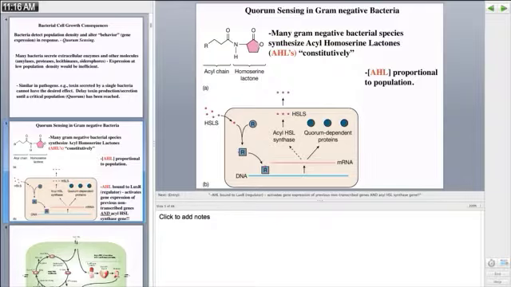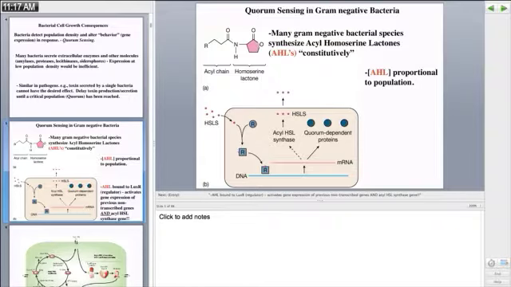Now, these homoserine lactones are produced by a synthase, homoserine lactone synthase, which is usually referred to as LuxI, L-U-X capital I. That was the first gene ever discovered that synthesizes these homoserine lactones. So now we generally refer to these homoserine lactone synthases as members of the LuxI family of proteins.